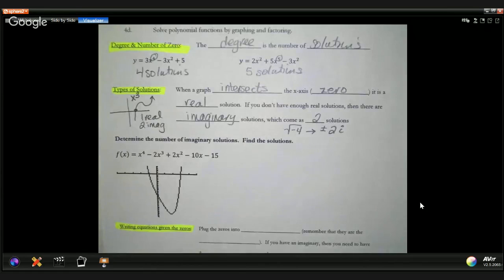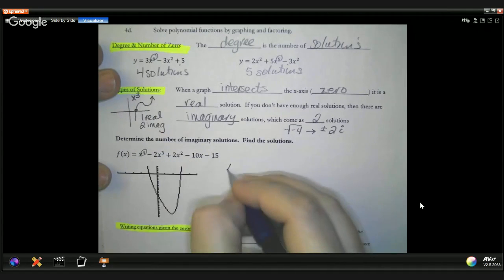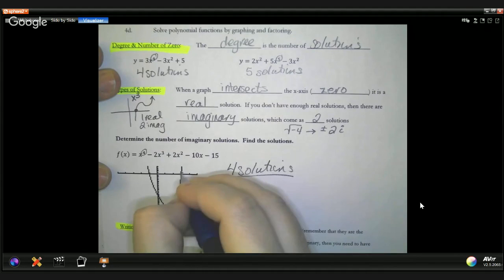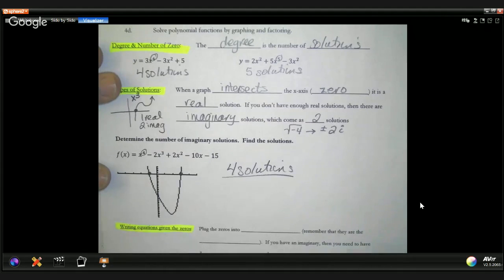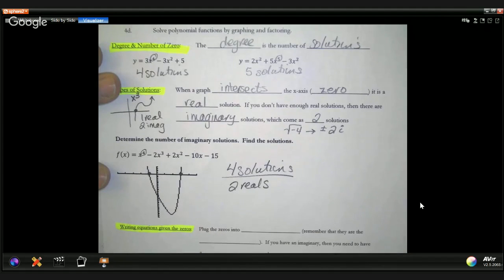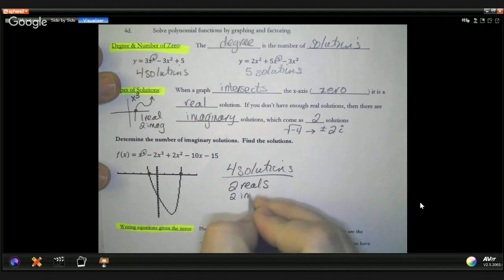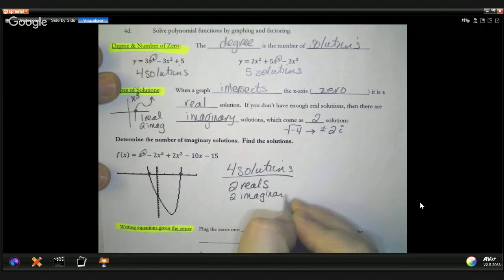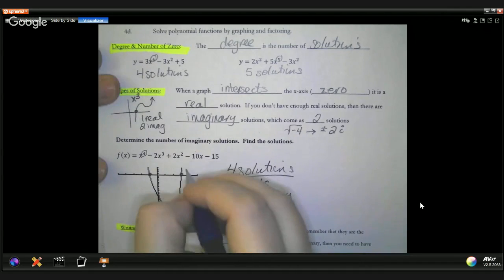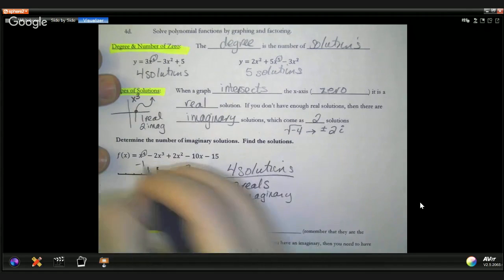So let's go ahead and do this one. Well, this has a 4, so there's supposed to be 4 solutions total. Well, if you notice, I see 2 places where it crosses, so there's 2 reals. So that means there has to be some that are imaginary, so they have to be in partners and pairs of 2. And 2 plus 2 is 4, so I found my possible solutions. Now, the way you actually find this solution is at 3, this solution is at -1.